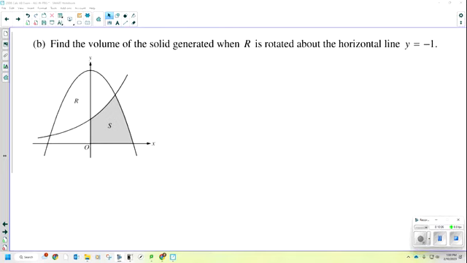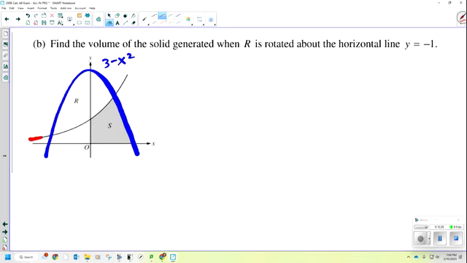1B, volume. Find the volume of the solid generated when R is rotated about the horizontal line y equals -1. Okay, let's just recap, shall we? And let me get a good marker here. This right here, that right there is my 3 minus x squared. This curve right here, that's my 2 raised to the x, okay?